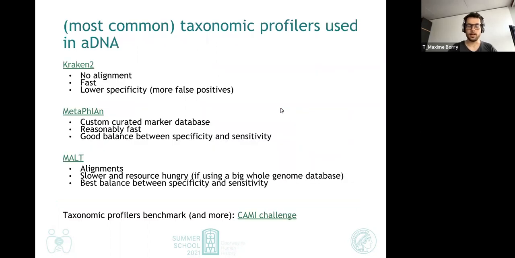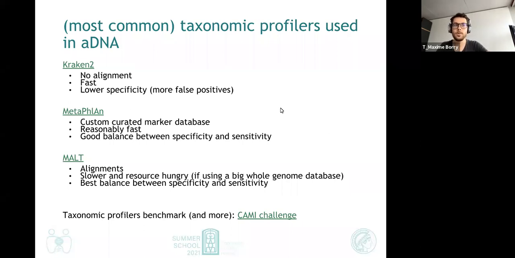So here are the most common taxonomic profilers or taxonomic classifiers used in ancient DNA. The three most common ones. The first one is Kraken2. It's a very fast taxonomic profiler that doesn't perform alignments. And because it doesn't perform alignments, it has a lower specificity. So you would usually end up having more false positive assignations, meaning it will probably tell you that there are species in your sample that actually are not in your sample. But it is very, very fast.